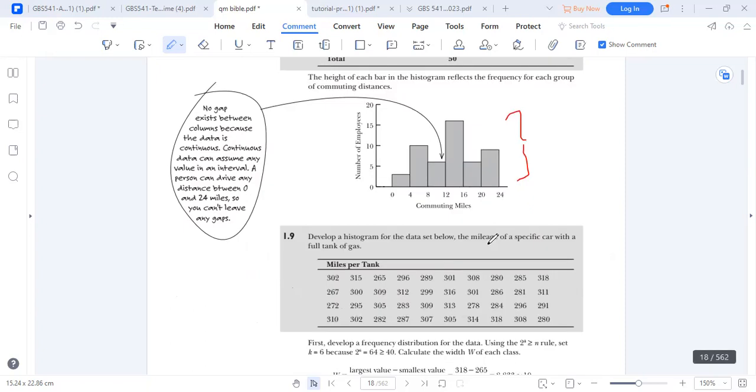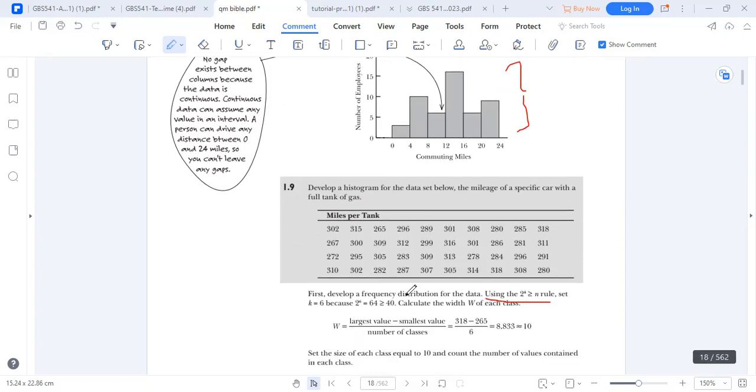We proceed. Information here showing the mileage of a car. Expect this question in a test or an exam. So we're given the information showing the mileage of a car, and we have been asked to come up with the classes using that rule.